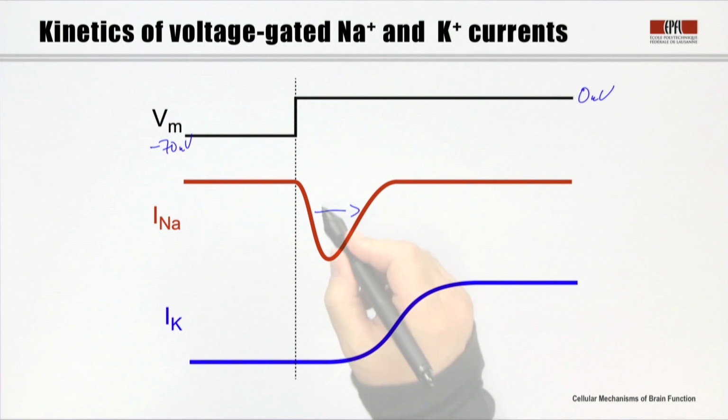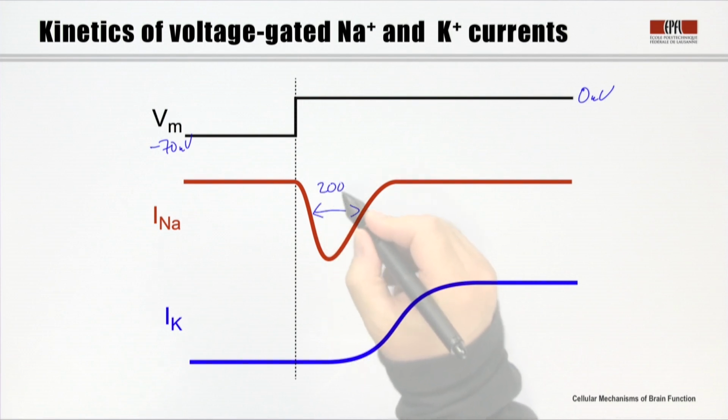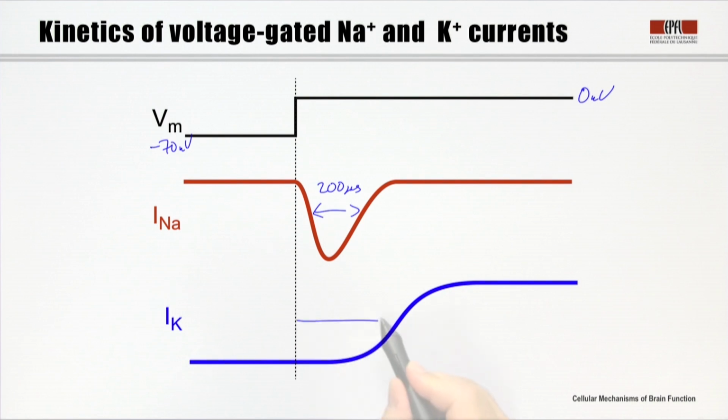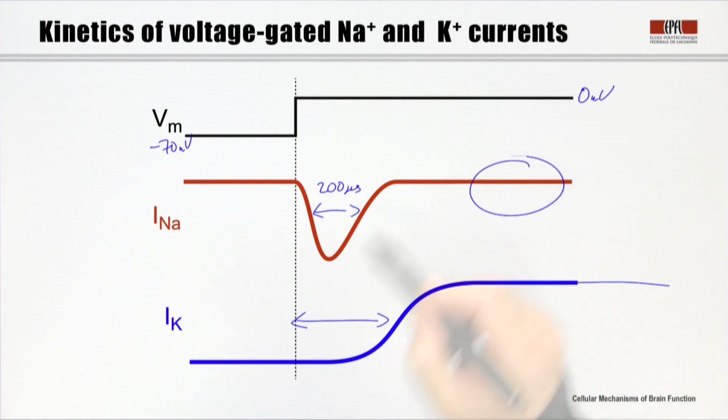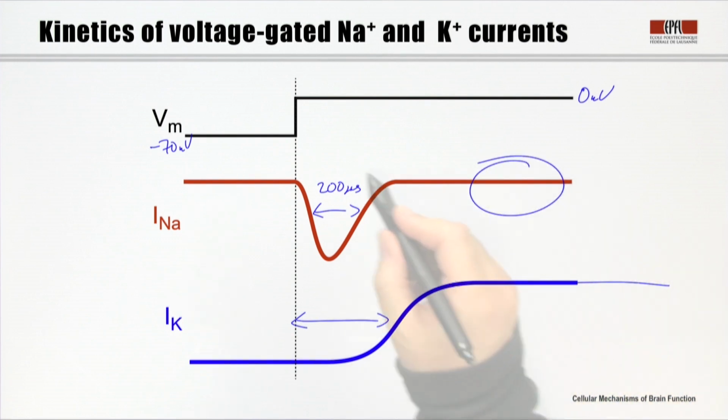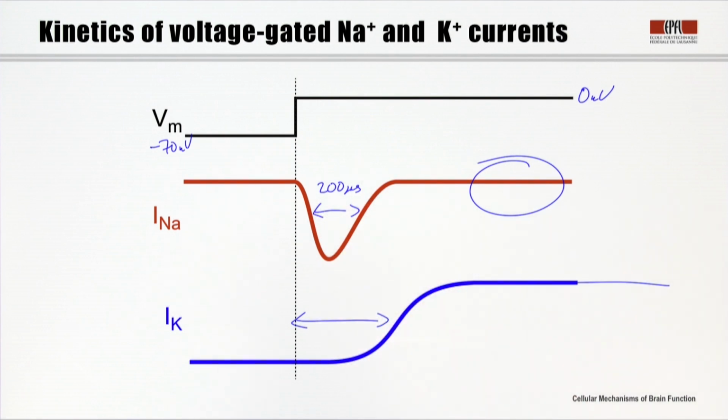The transient sodium conductance lasts something like 200 microseconds, and the potassium conductance is delayed by that same order of magnitude, some hundreds of microseconds, before activating. It then remains active and doesn't inactivate, whereas here the sodium conductance has fully inactivated after just a few hundred microseconds of the depolarization.